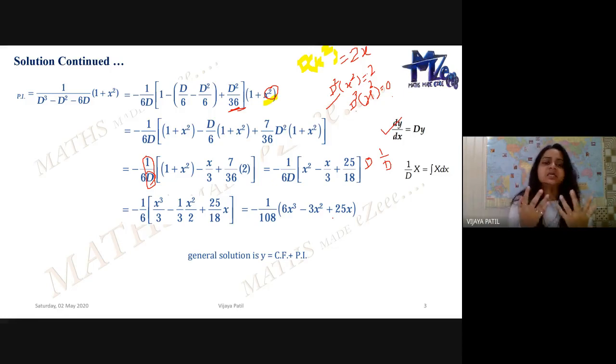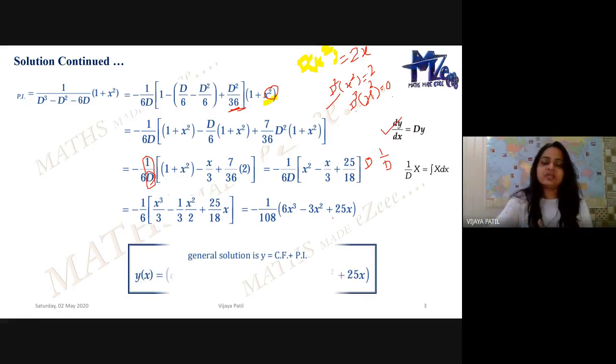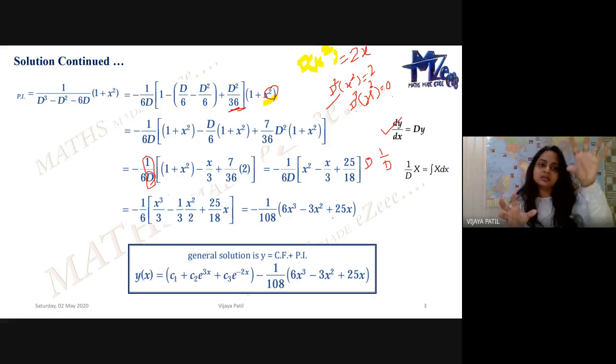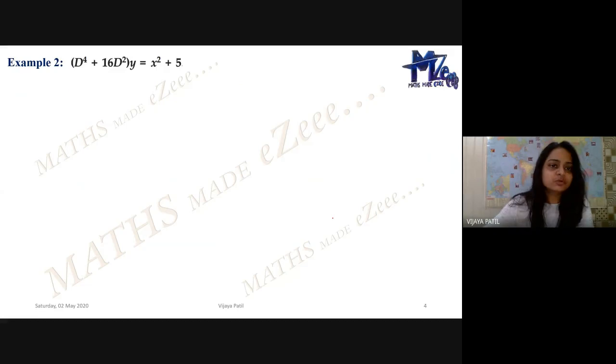What is then the CF? We have got it. PI we have just now got. CF plus PI will give me the general solution. Just take out CF, take out PI, club it, add it, and you'll be getting the general solution. One more example we could go for.